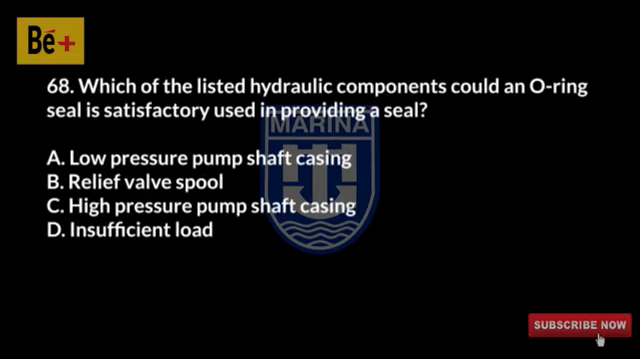Which of the listed hydraulic components could an O-ring seal be satisfactorily used in providing a seal? A. Low pressure pump shaft casing, B. Relief valve spool, C. High pressure pump shaft casing, D. Insufficient load. The answer is B. Relief valve spool.